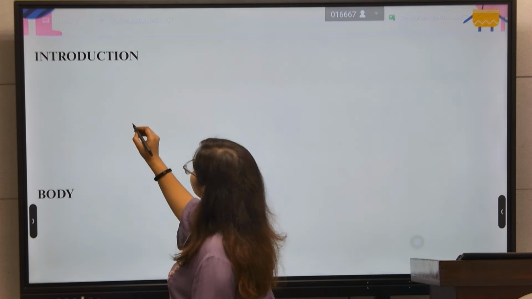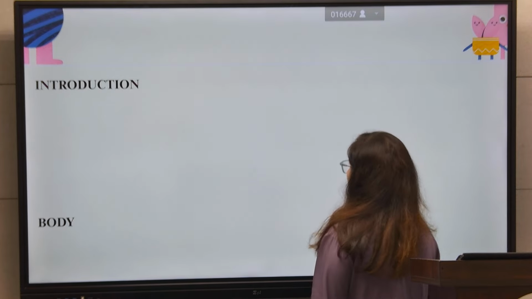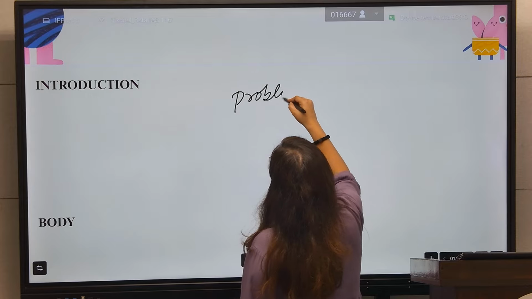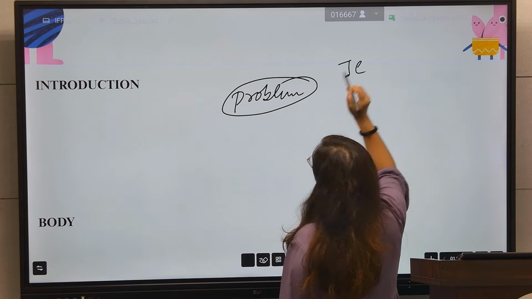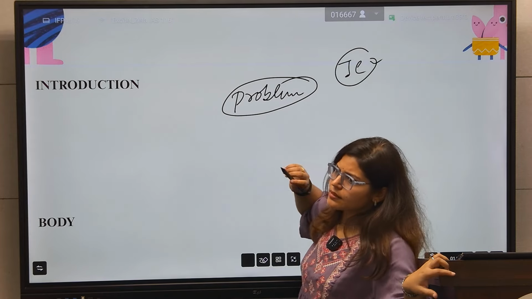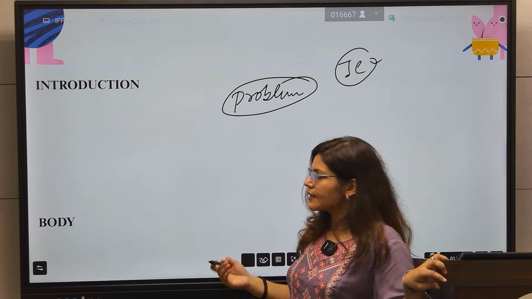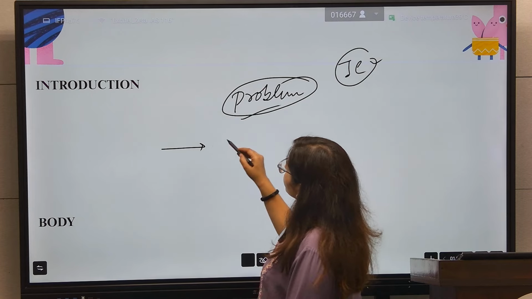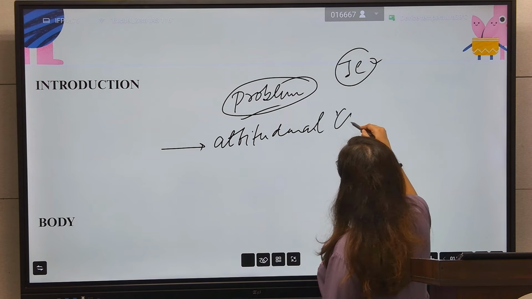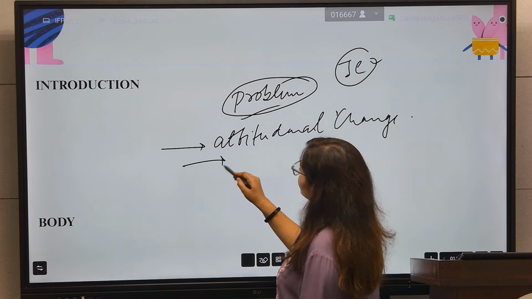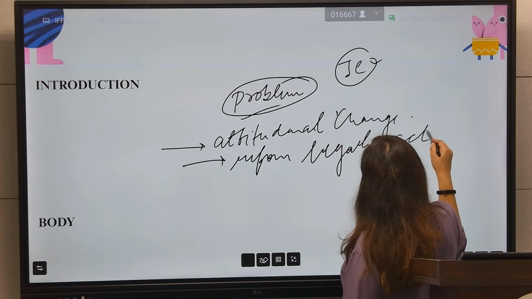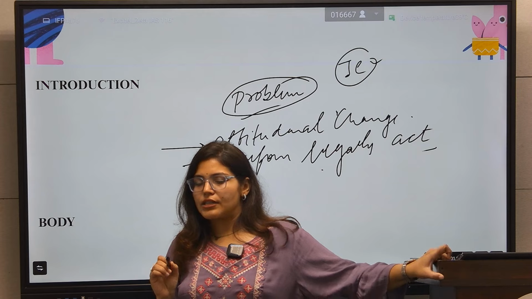See, this question is not, we can say, about a problem, but you have to give a solution: that yes, intercaste marriages are increasing, but interfaith marriages should also be increased. So what to do for that? Give a solution: there should be attitudinal change, reform of legal acts. So in this way you have to conclude your answer, you have to give a solution.